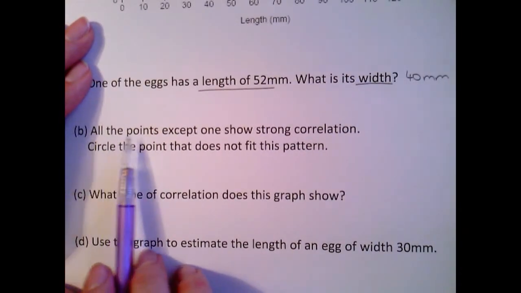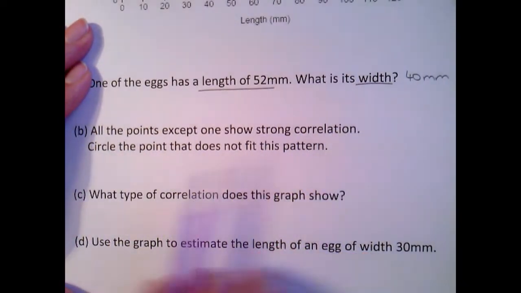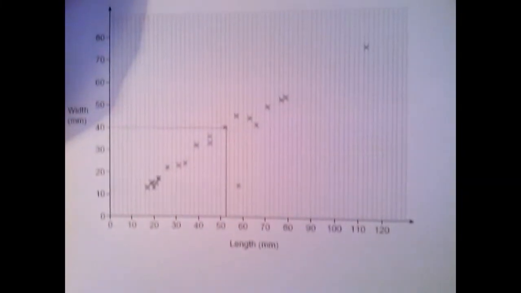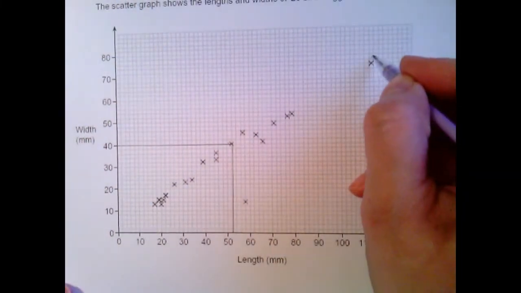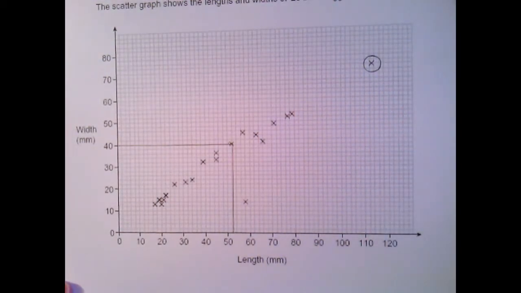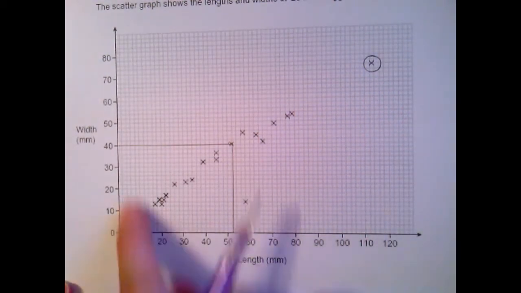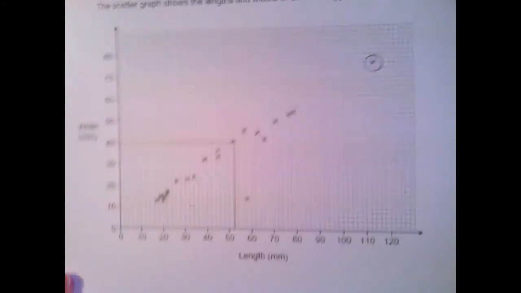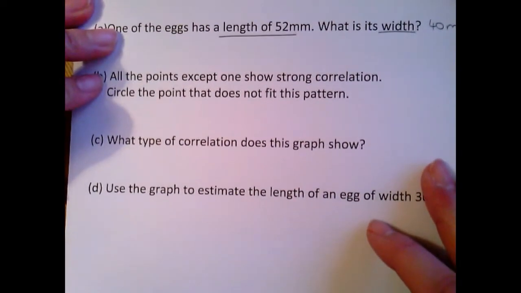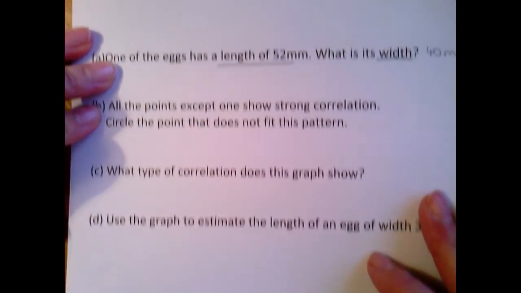Part B says all the points except one show strong correlation. Circle a point that does not fit this pattern. So that would be this one, which is way up out on its own. So that one doesn't follow the general pattern. That egg does not fall into the same sort of pattern as these other ones. Then part C, what type of correlation does this graph show?